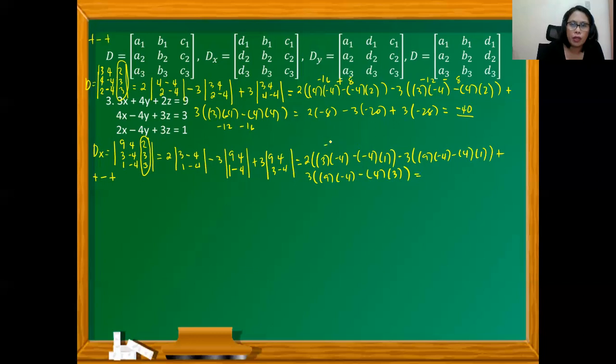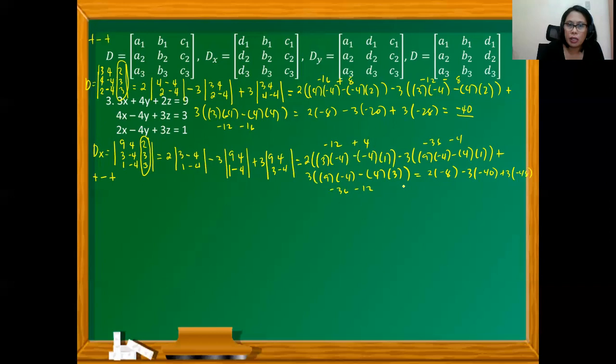So this is negative 12, while this is positive 4. So we have 2 times negative 8 minus 3 times, this is negative 36 minus 4. So this is minus 40 plus 3 times, this is negative 36 minus 12. So we have negative 48.